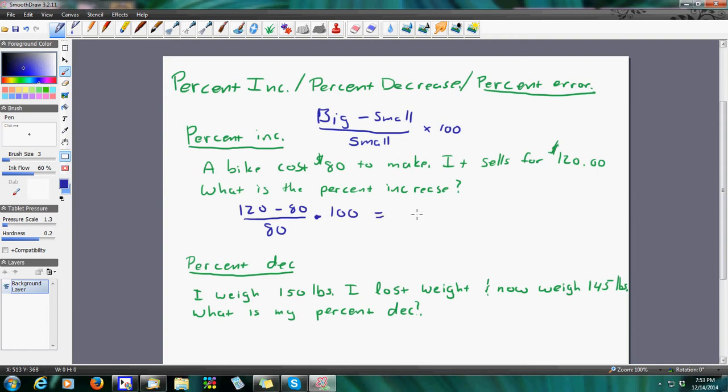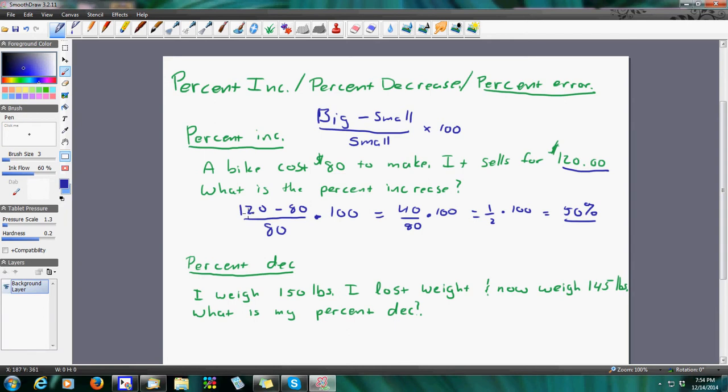So 120 minus 80 is 40. Divided by 80 times 100. Well, I know that 40 divided by 80 is really 1/2. So I get 1/2 times 100, which is 50. So it's 50%. It's a 50% increase. What is 50% of 80? Well, 50% of 80 is 40, and 80 plus 40 is 120.